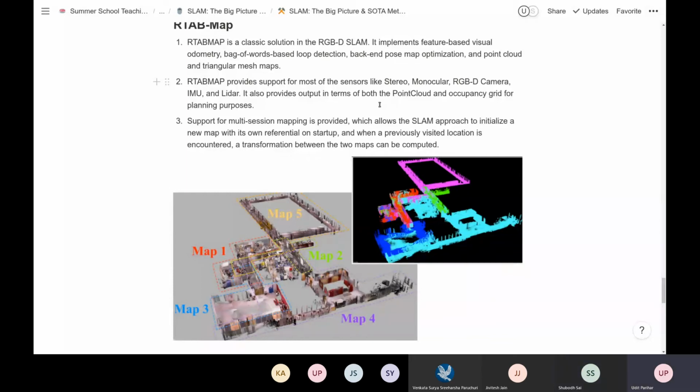So RTAB-Map builds on ORB-SLAM and uses most of its techniques. Like it uses the essential technique that there should be one tracking thread and one mapping thread. This is what RTAB-Map also incorporates, and it has other components as well, such as backend optimization, bag of visual words, and feature-based visual odometry.